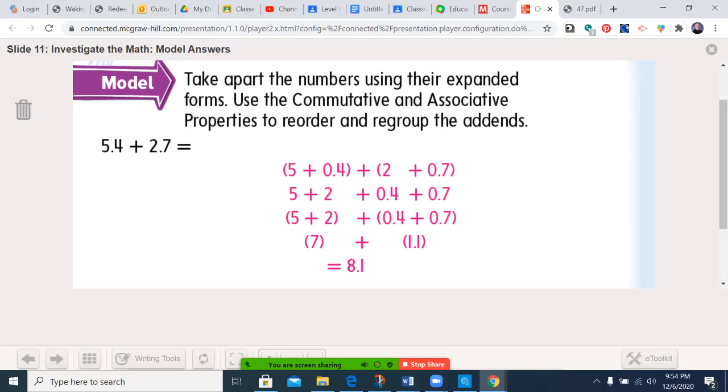It seems like a lot of writing, and it can be. It's something that you do in your brain. You're like, okay, 5 and 2 is 7, 4 tenths and 7 tenths is 11 tenths. So I've got 5, 2, and 1 is 3. That's 8. And then there's 1 tenth left over, 8.1, something to that effect.